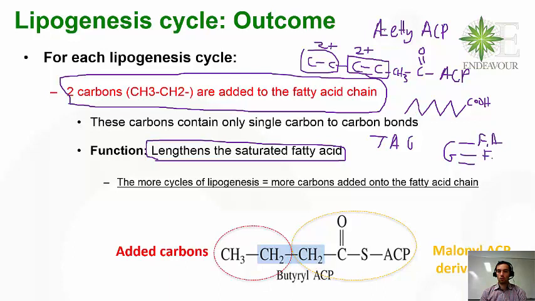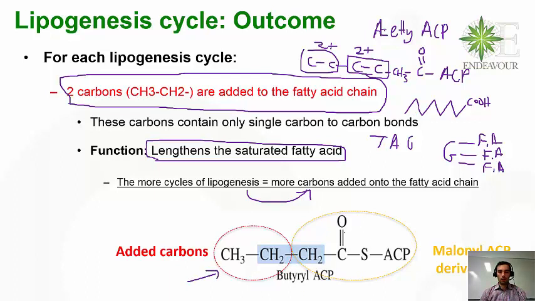So through this lipogenesis cycle, we're actually able to build these fatty acids 2 carbons at a time through all the steps that we have discussed. So basically, the more cycles of lipogenesis that you do, the more carbons you're going to have on your fatty acid. So you can see the summary down here of what we've actually done in this first cycle of lipogenesis.